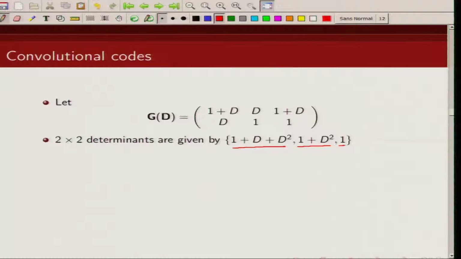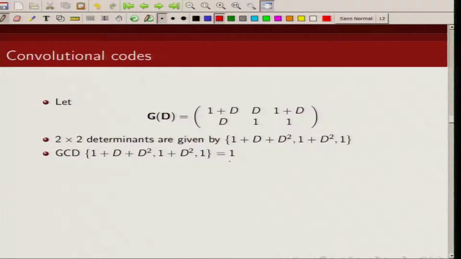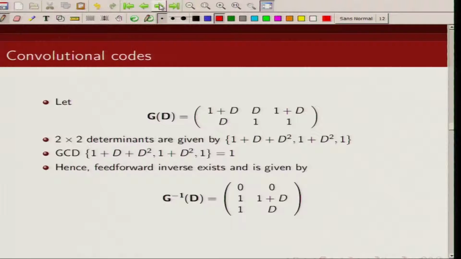Now, we need to check what is the greatest common divisor among them, and in this case the greatest common divisor is again 1. So, these determinants of these 2 cross 2 submatrices do not have any term common among them. So, in this case also a feed forward inverse exists, and this is given by this.